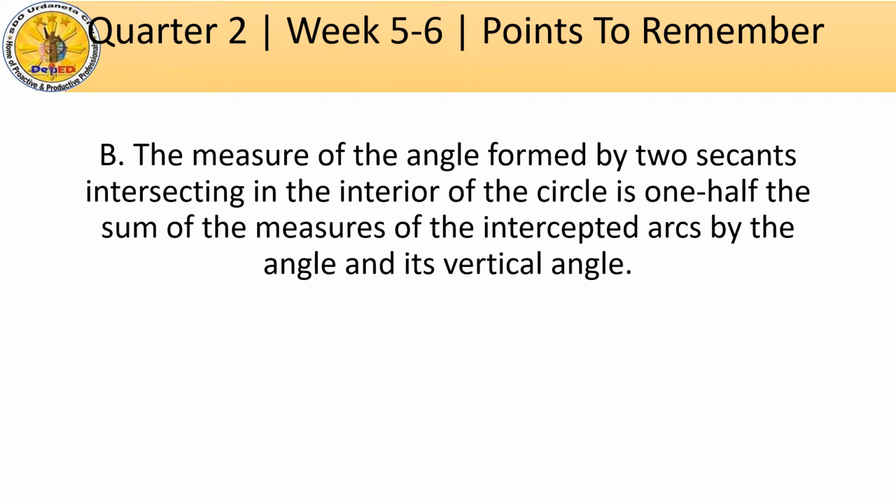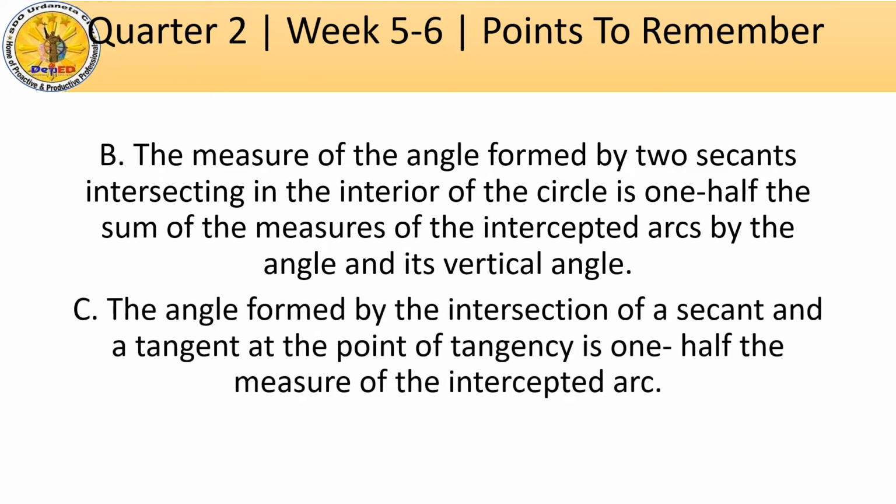Theorem B: the measure of the angle formed by two secants intersecting in the interior of the circle is one-half the sum of the measures of the intercepted arcs by the angle and its vertical angle. Theorem C: the angle formed by the intersection of a secant and a tangent at the point of tangency is one-half the measure of the intercepted arc.